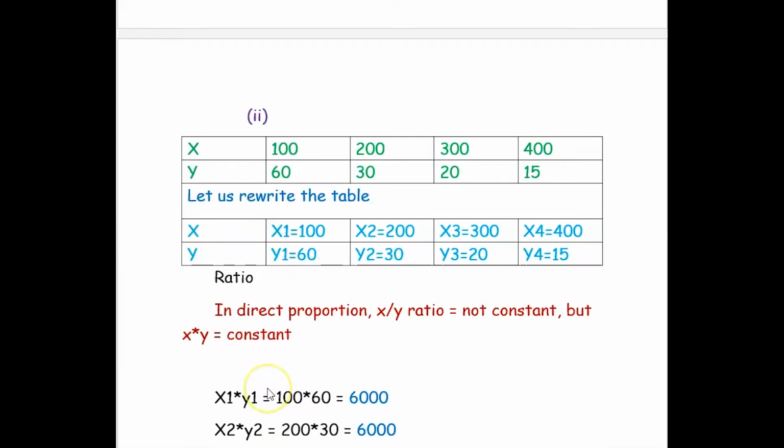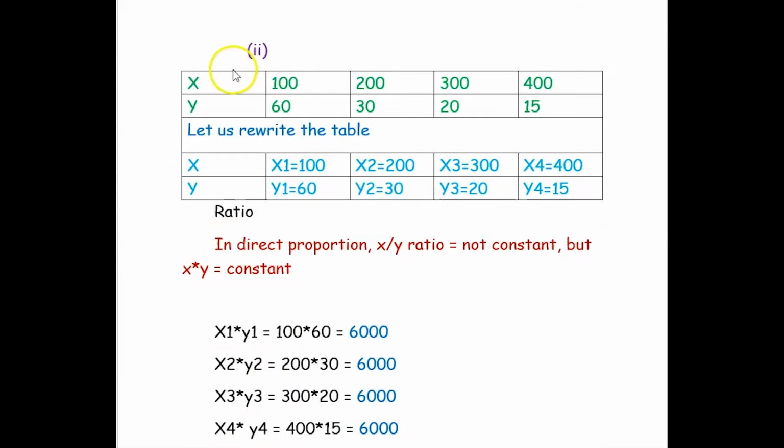Next we'll see the second table. So this is the second table given. First step, we will rewrite the given table in terms of x1, y1, x2, y2, x3, y3, x4, y4. Now we want to check whether these x and y are related in inverse proportion. So how will we check? x into y should be a constant value for all the values of x and y.